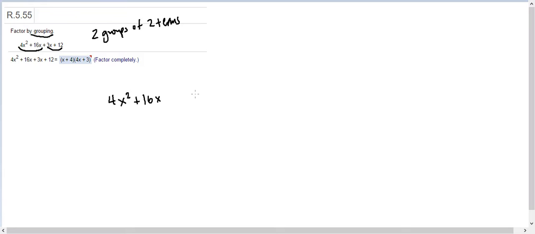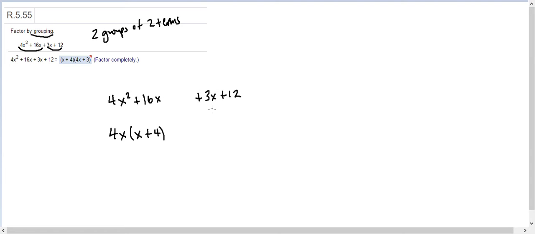And when I write this out in class and teach it, I put a lot of space here so we do see that there's two groups. Alright, so first we factor this first group, so we can take a 4 and an x out of that. So when I take a 4x away from 4x squared, I'm left with just an x. And when I take 4x out of 16x, I just get 4. Alright, so I factored the first group.